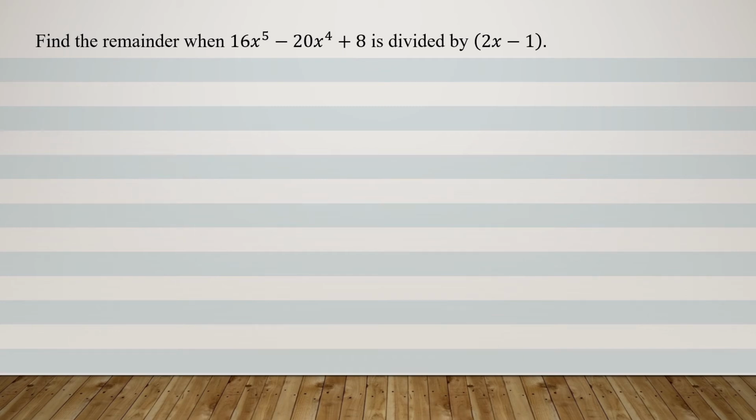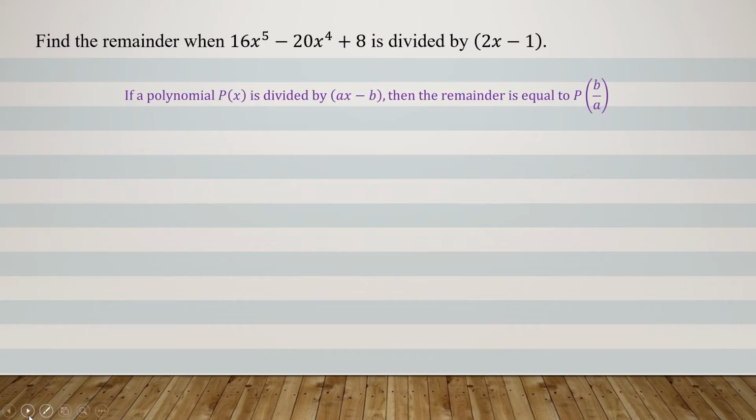Everyone, in this question we want to find the remainder when 16x^5 minus 20x^4 plus 8 is divided by 2x minus 1. We could do this by polynomial division, but it's quicker to use the remainder theorem. So the remainder theorem is stated as follows. If a polynomial p(x) is divided by ax minus b, then the remainder is equal to p(b/a).